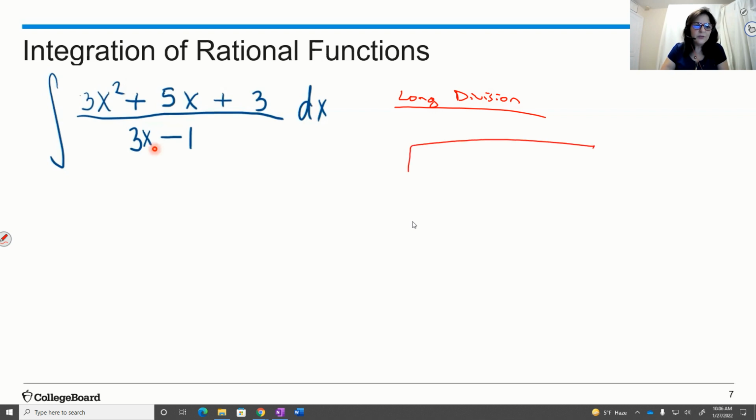We'll set this up here. All right, so with long division, you put the top inside of the little box or house or whatever: 3x squared plus 5x plus 3. This is called the dividend, and then we divide with it. Anybody know what you do from here?